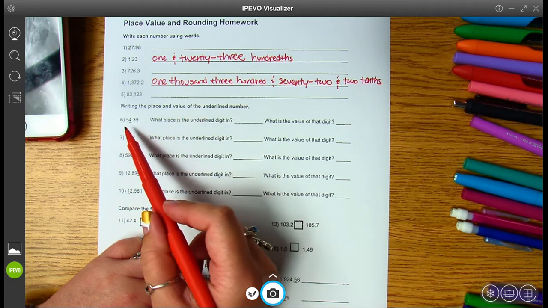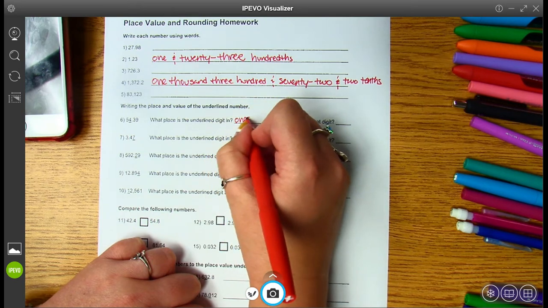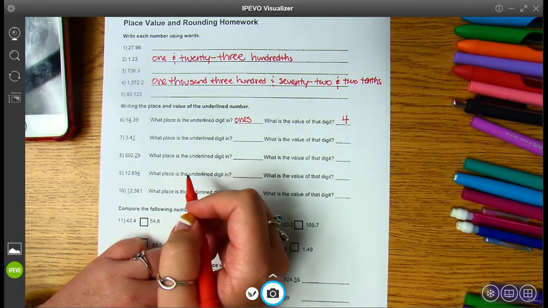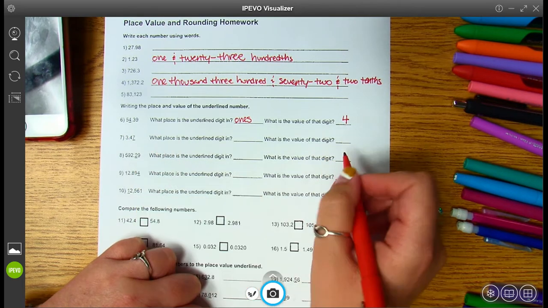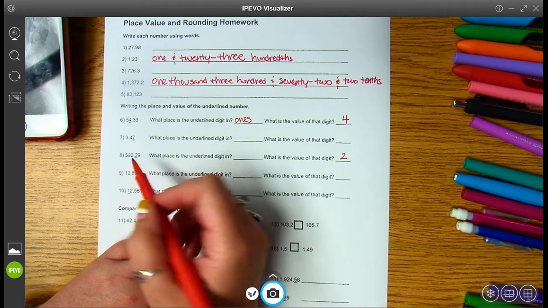So what place value is that 4 in? It's in the ones place. And what's the value of the digit? It's a 4 that's underlined. Okay. This one, the value is a 2, but this one's in the ones place, and this one's in the tenths place.